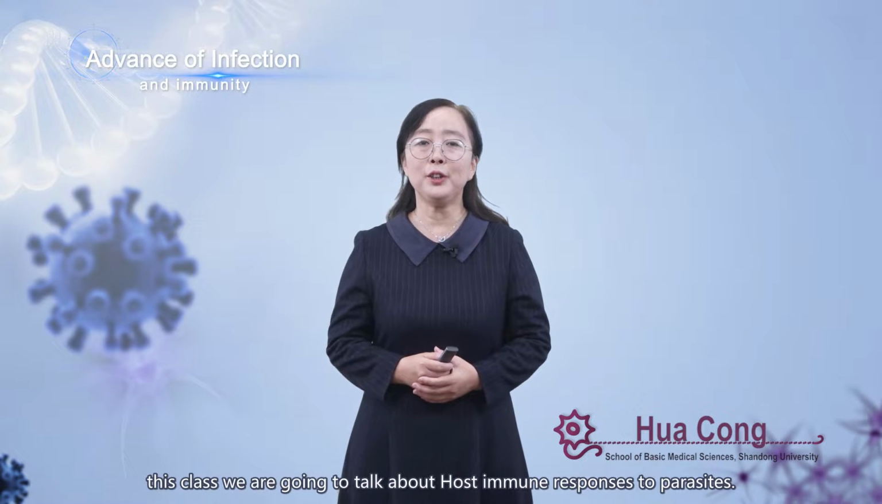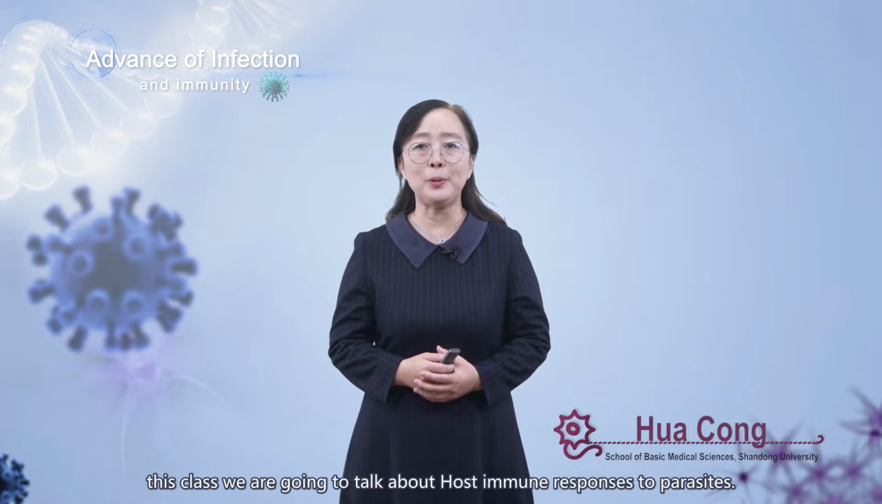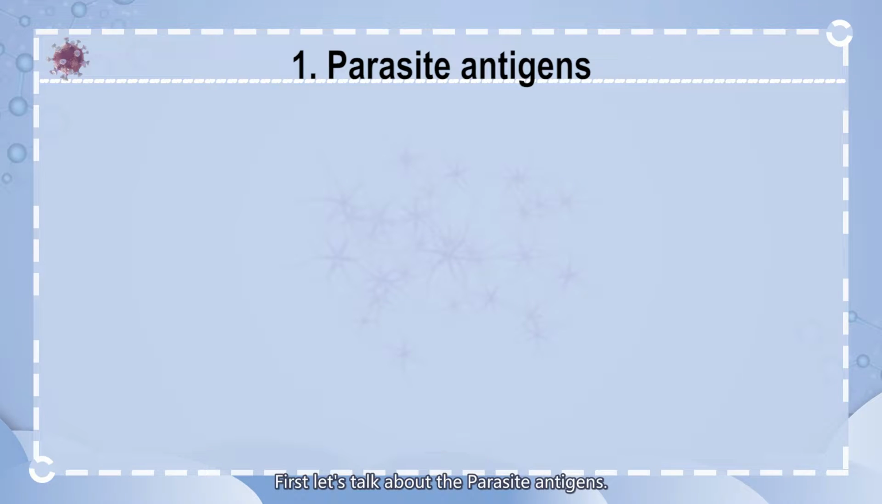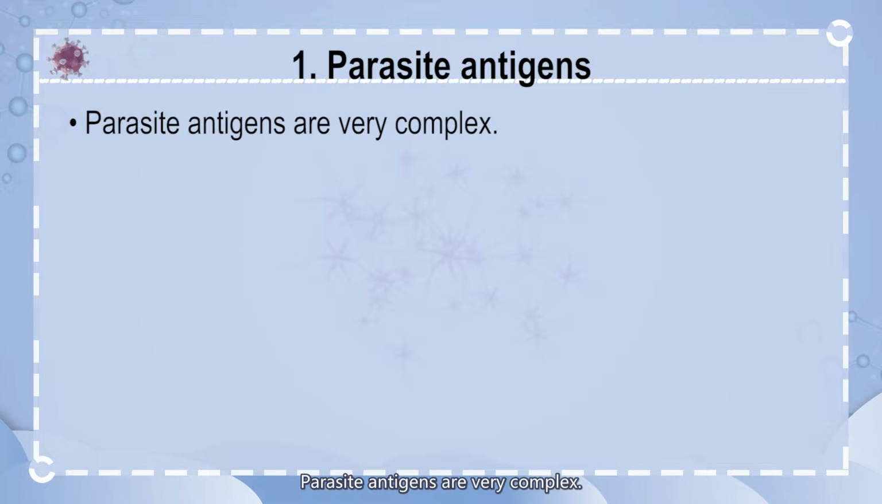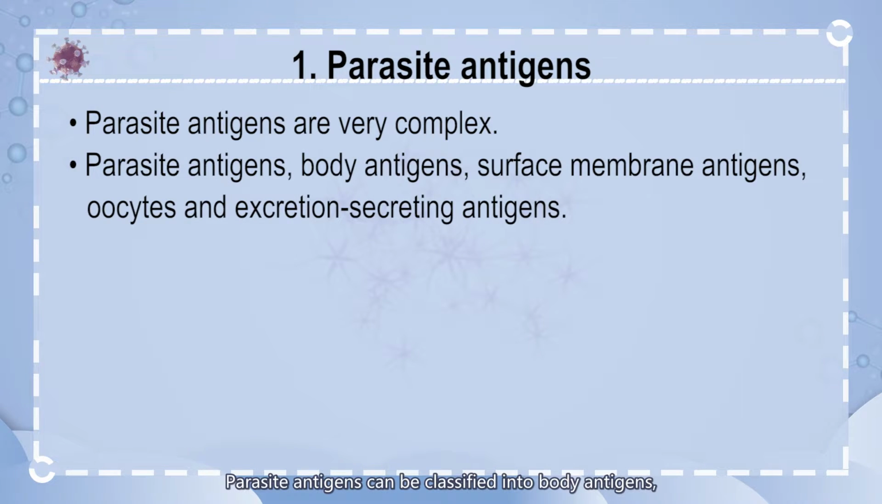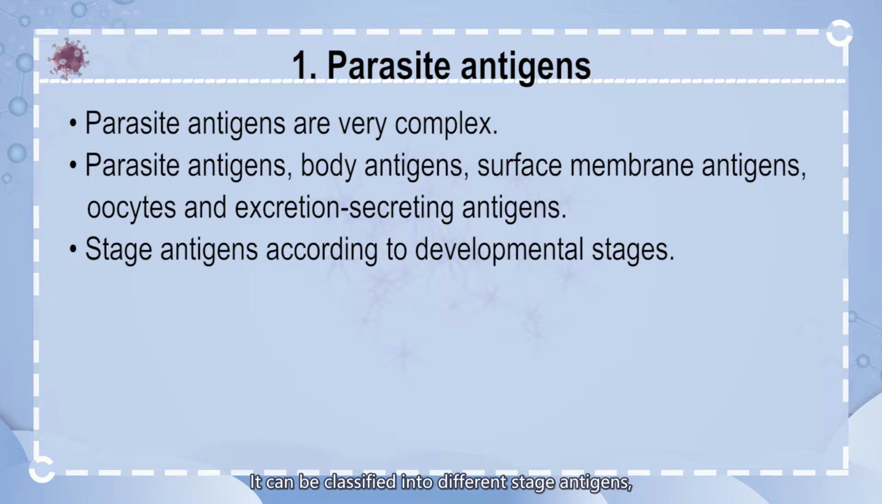This class, we are going to talk about host immune response to parasites. First, let's talk about the parasite antigens. Parasite antigens are very complex. Parasite antigens can be classified into body antigens, surface membrane antigens, ootypes, and excretion-secretion antigens. They can be classified into different stage antigens according to the development stage.